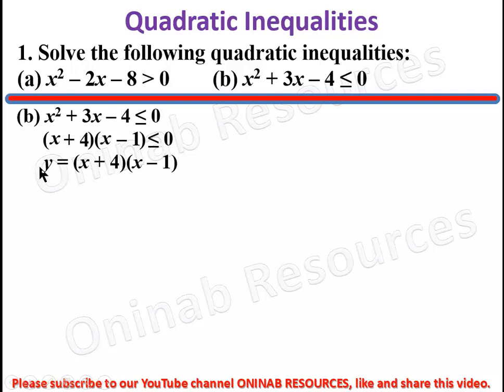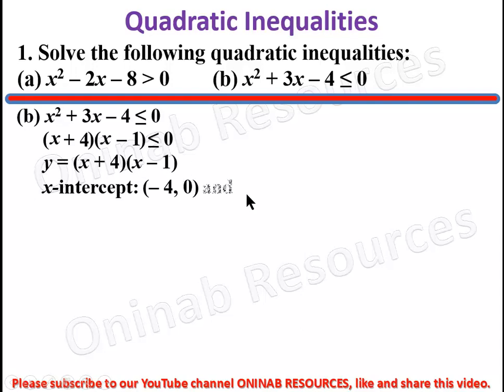Then we now look for the x-intercept and y-intercept to enable us sketch the graph of this quadratic inequality. So the x-intercept is when y is 0. So here, x plus 4 equal to 0 means x is negative 4, 0. And here when y is 0, x minus 1 is equal to 0. So solving that linear equation, you have x is equal to 1.